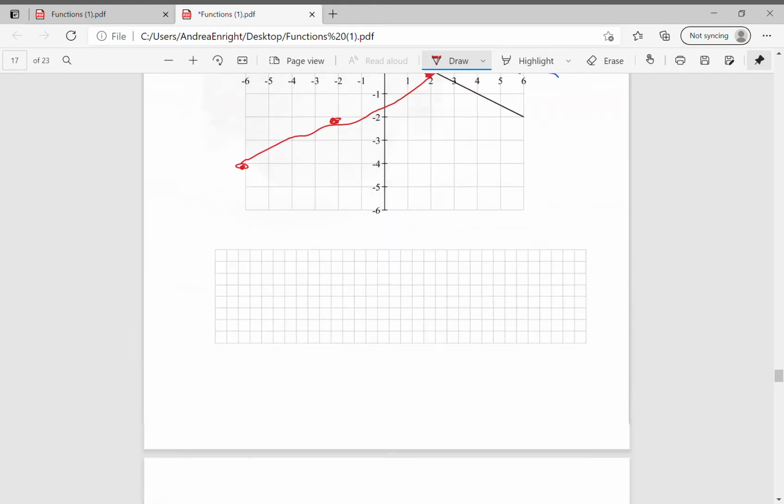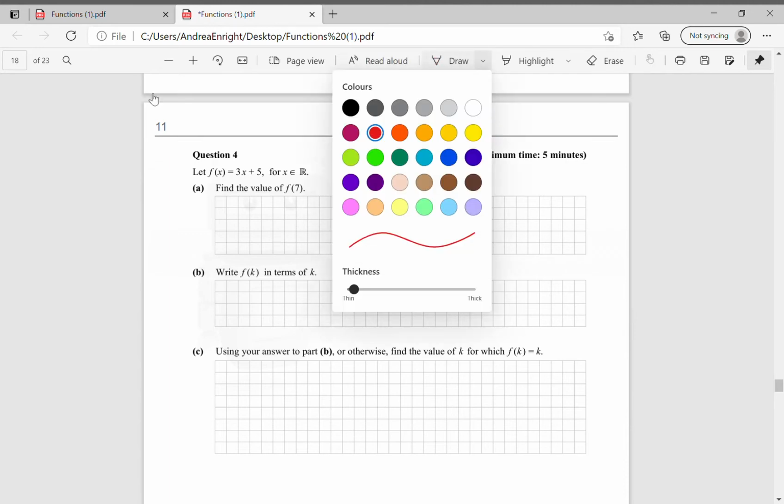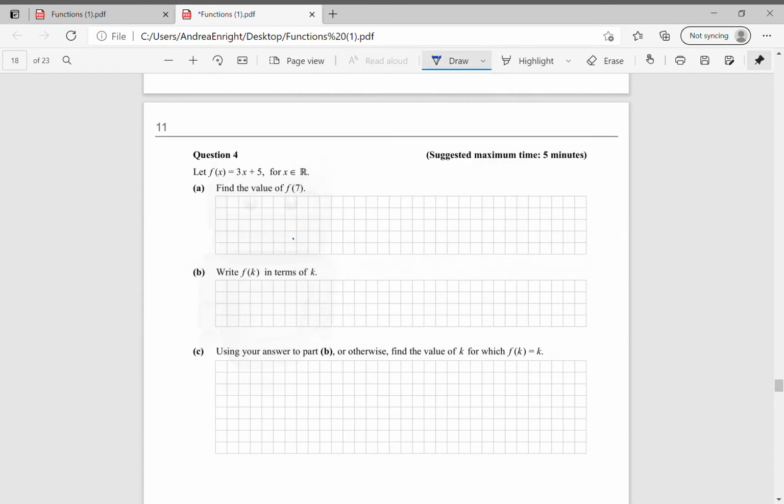Okay, right. Next one, number 11. I'll just change this back to the blue color. Find the value of f(7). That just means everywhere you see an x, put in a 7. So it's 3 times 7 plus 5, which is 26. Here, everywhere you see an x, put in a k, so that just becomes 3k plus 5.